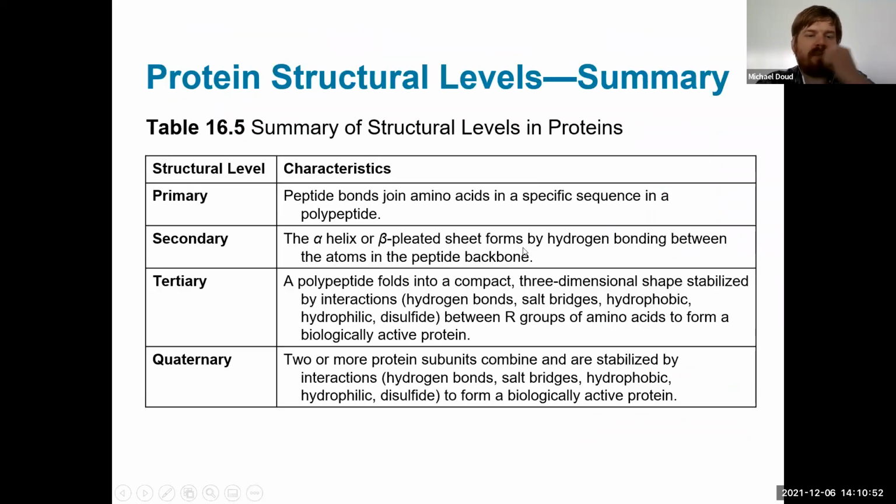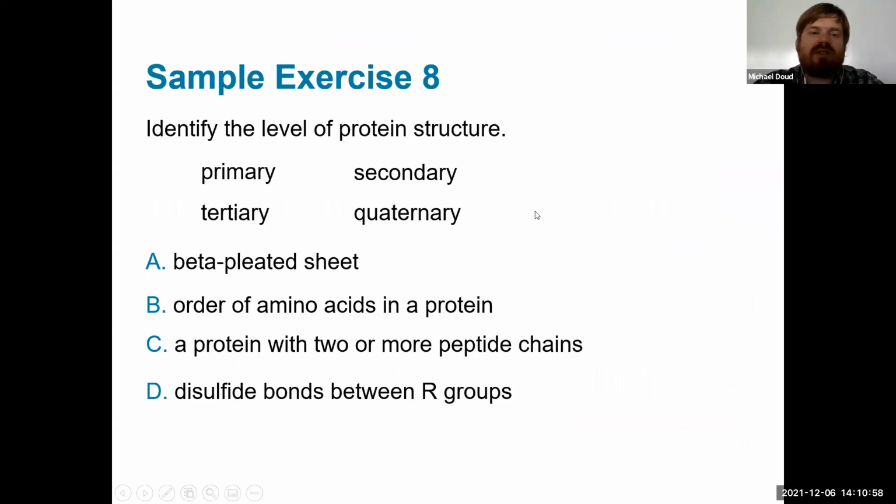Okay, so we already talked about this. These are the 4 different types of structures of proteins. Don't need to dive into this too much, but let's go ahead in our sample exercises and identify which level of protein structure is represented by each of the following, A through D. So pause the video, take a look through your notes, and when you come back, we'll take a look at the answer. So pause.